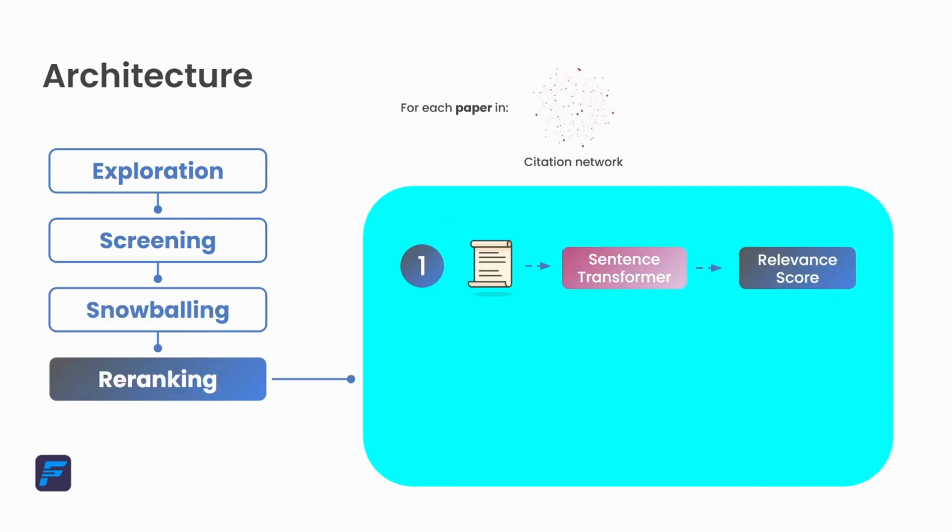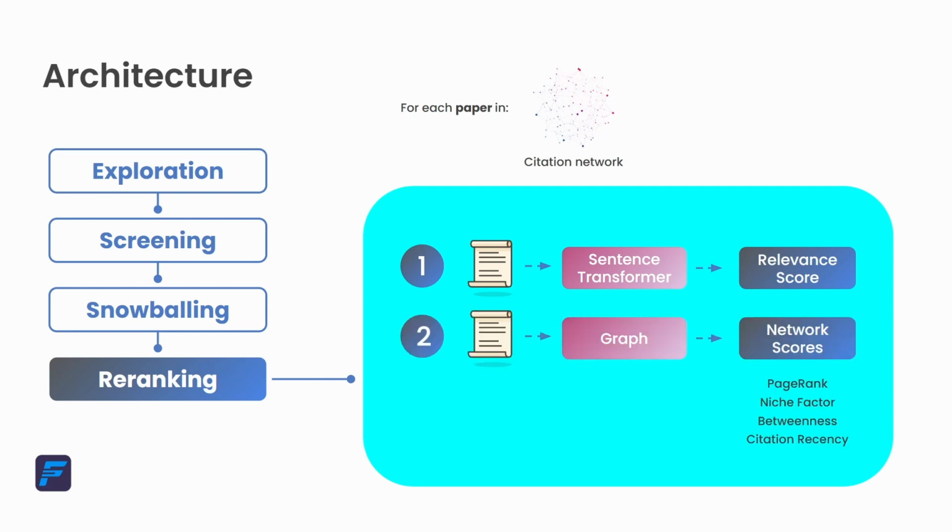Now we enter the final stage, which is re-ranking. For each one of the papers in this citation network, we again pass its abstract and title through the sentence transformer, and we get a relevance score to our original idea prompt. Then we also look at the paper in its graph context and ask, what else is interesting here? Well, we can calculate some network scores.